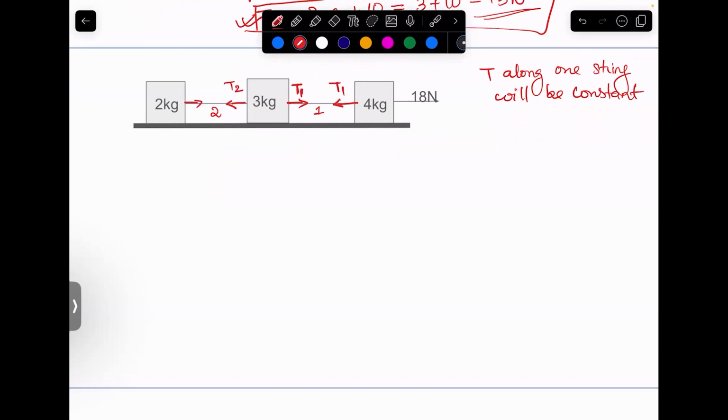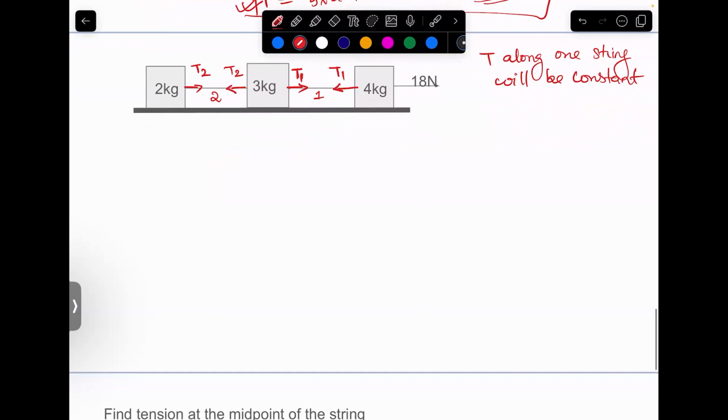And it is not necessary that they are always equal. It can be equal, but it is not always equal. That's why we are taking two different tension forces. We will solve and see how it turns out to be. So we need to find the acceleration of the system and the tension in both strings. That means you have to find A, T1, and T2. This is the question.